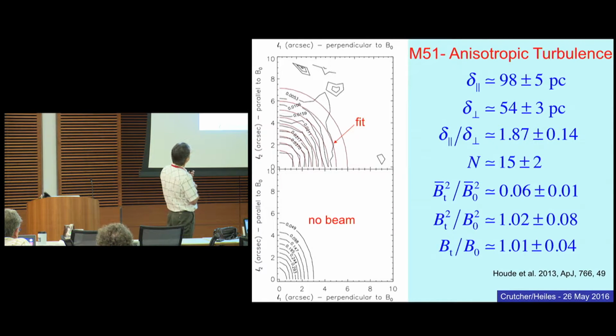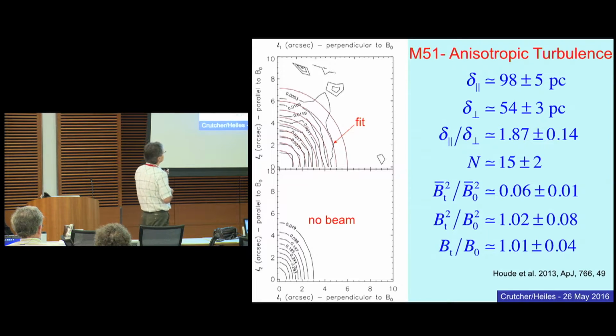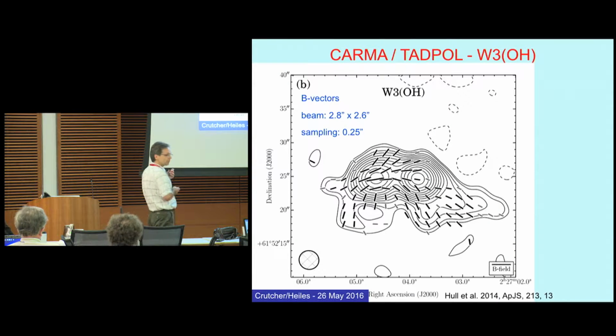That allowed us to measure a signature of anisotropy. This is a contour map of the autocorrelation function with the beam and without the beam. We saw clearly that the correlation length was about a factor of 2 longer along the magnetic field than across the mean magnetic field locally. So that was a clear signature of anisotropy. You can do things like that if you have lots of statistics. Okay, so let's jump in now into interferometry.